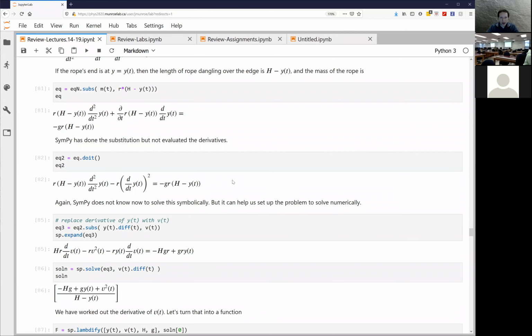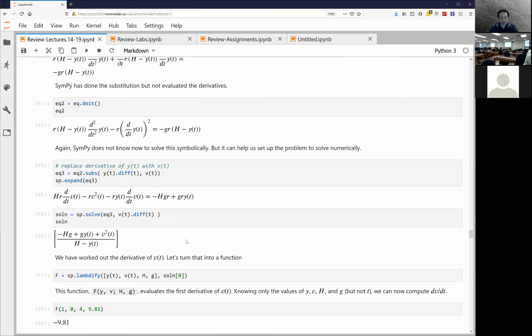We're using SymPy to manipulate this equation, so we actually have an equation that needs to be solved. And here we go. After manipulating it, this is the equation. Y and V are the variables. V is just the derivative of Y.